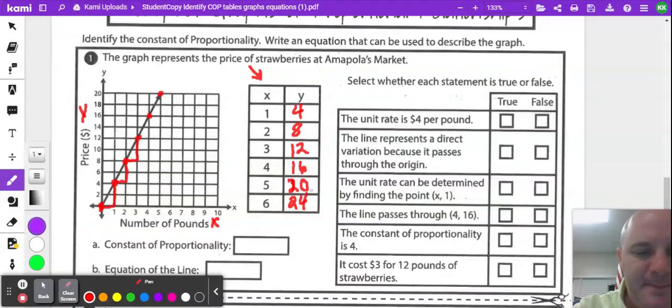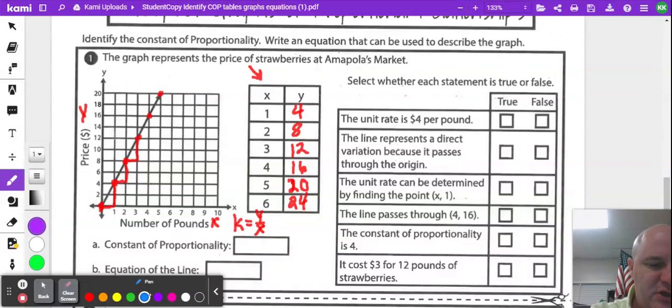The constant of proportionality, which we call K, is just the Y value over the X value. So we see up here, and I'm going to change it to blue here, we've got an X value and a Y value. So we just choose one of the Y values, and from the same row, we pick the X value and put the Y value on top of the X value. I'm going to start with that first one there. It's nice and simple. I've got a 4 over 1. So my constant of proportionality is 4 over 1, or I can simplify that down and call it 4.